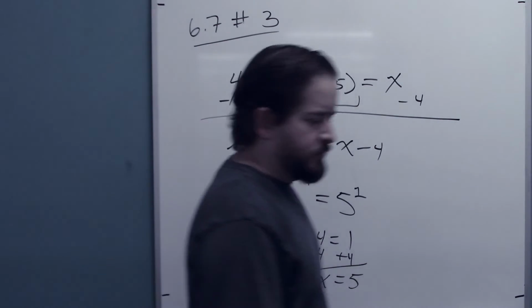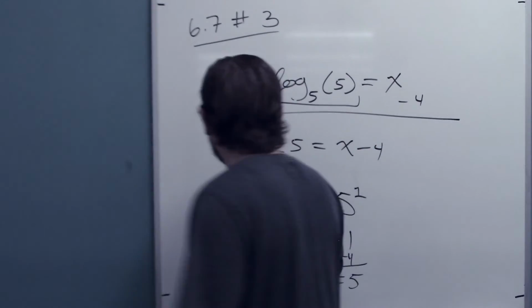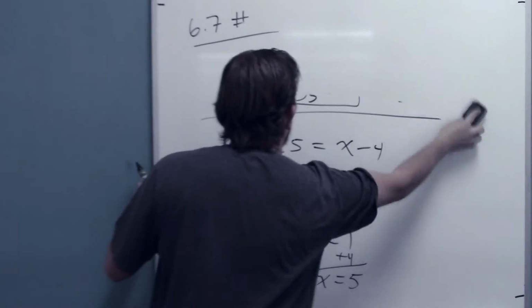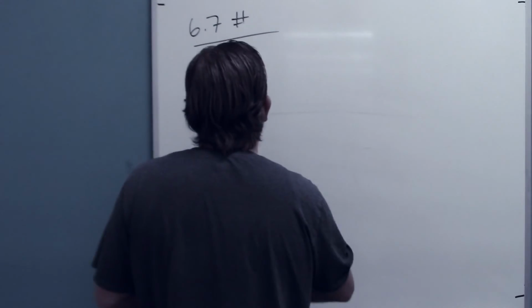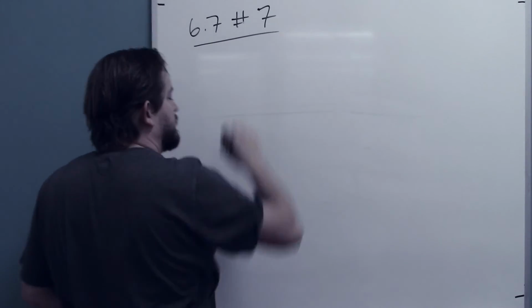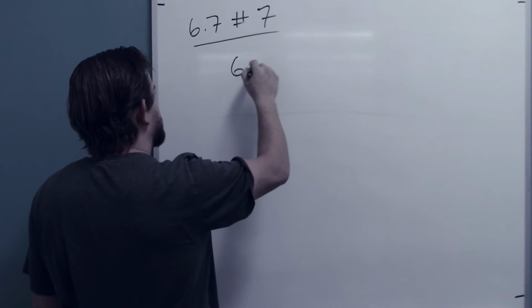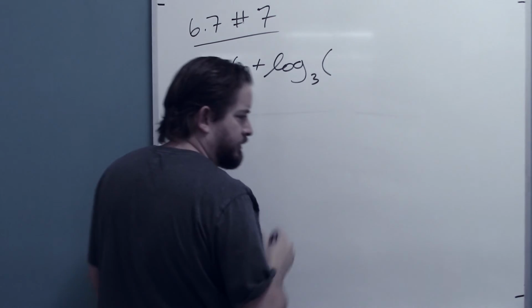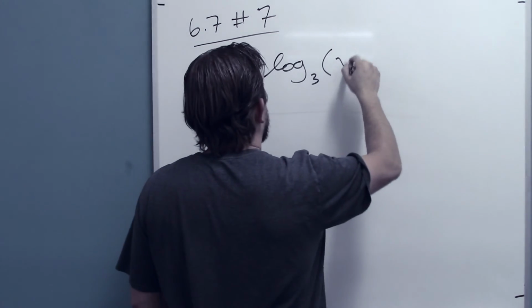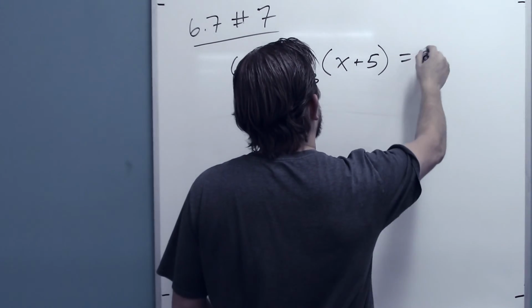All right, let's look at one last one. Let's look at number 7. It says 6 plus log base 3 of x plus 5 is equal to 8. Okay.